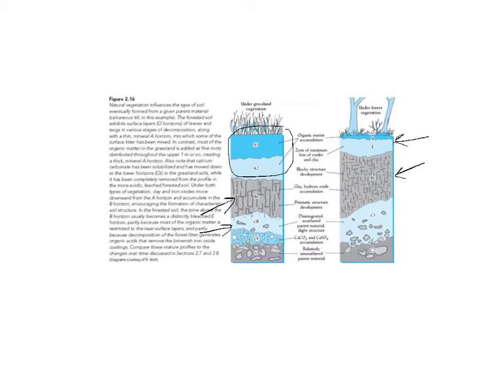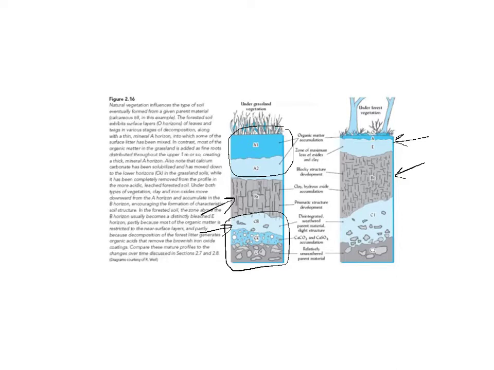Sometimes if we put horizons together, like this CB horizon, what we're saying is that there's some properties that are like a C horizon and some properties that are like a B horizon. So it's not quite a pure C horizon, and it's not quite a pure B horizon. It's more C than it is B, but we'll just kind of mash them together and say it's a CB horizon.